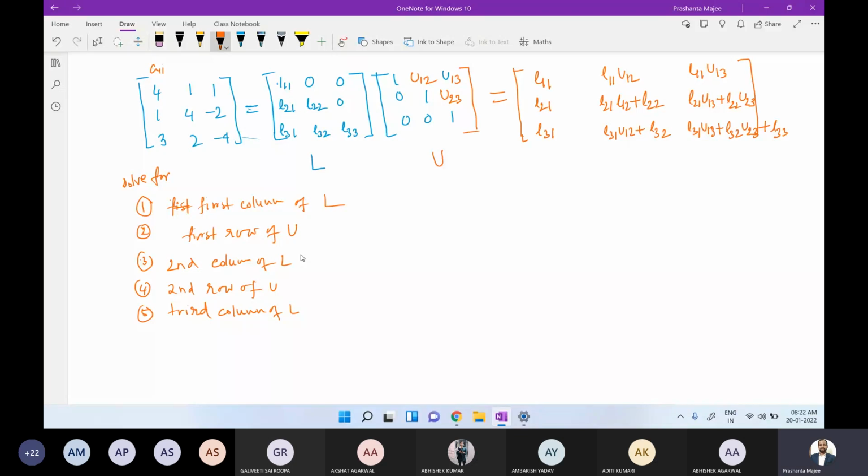So what are L11, L21 and L31? Help me find the matrix.